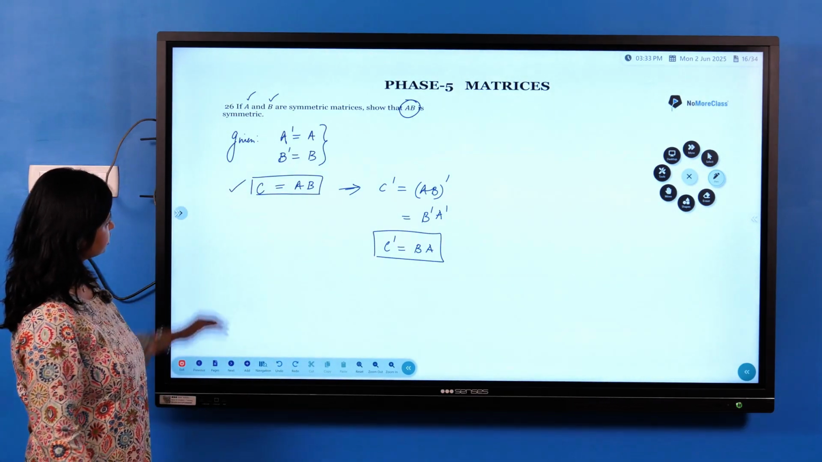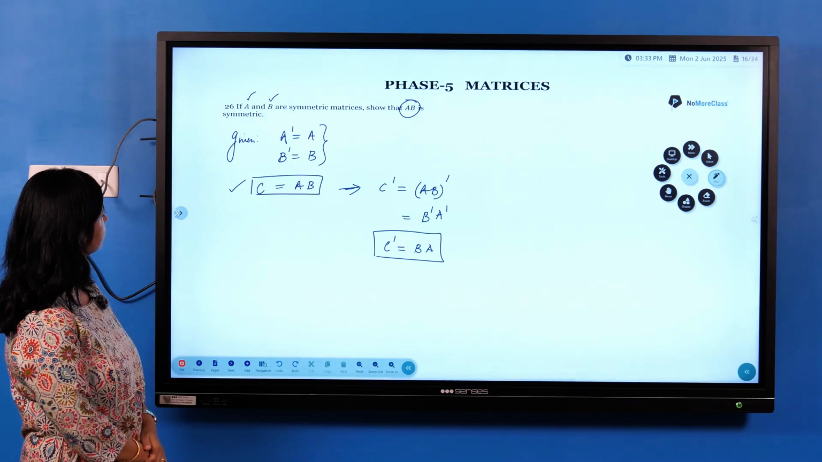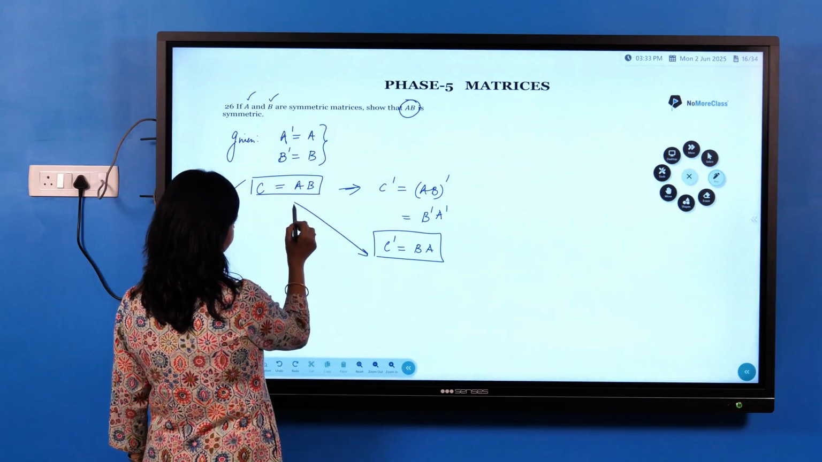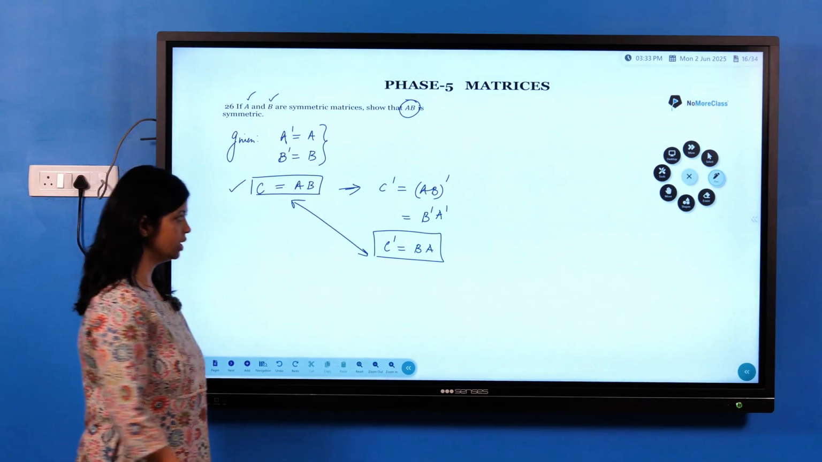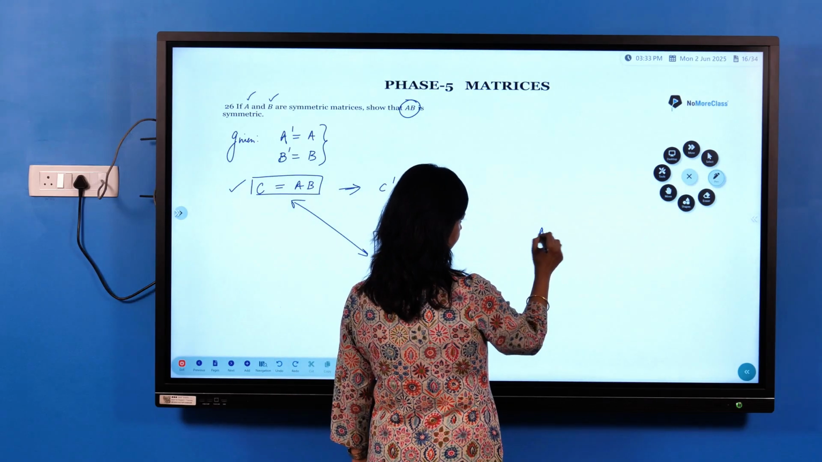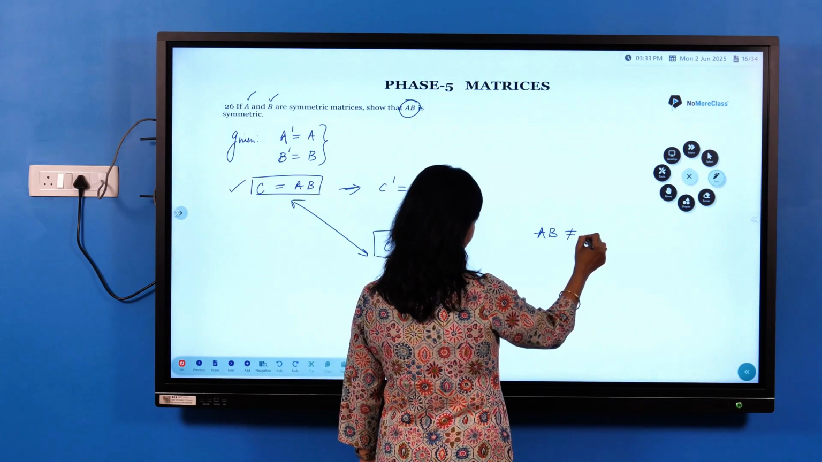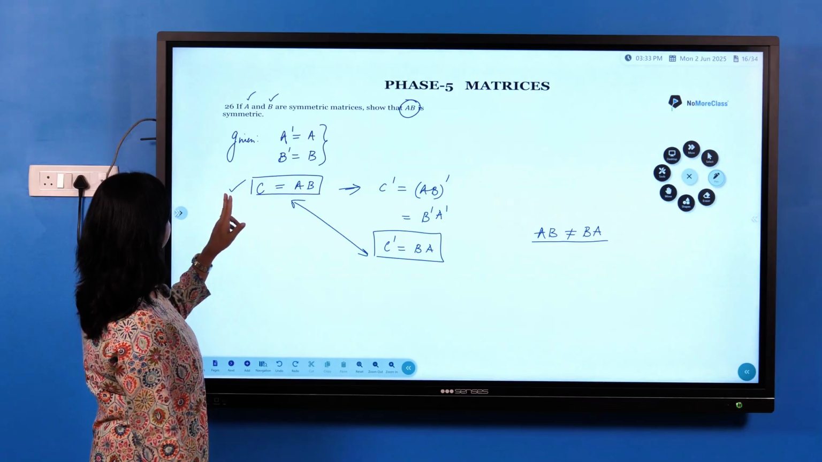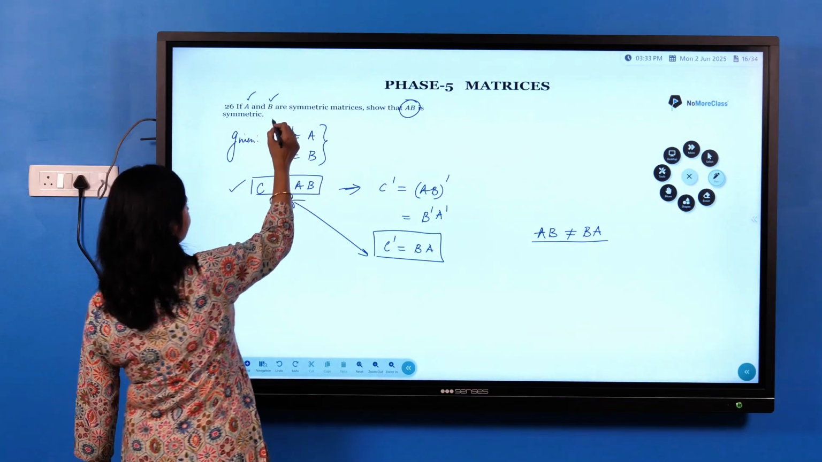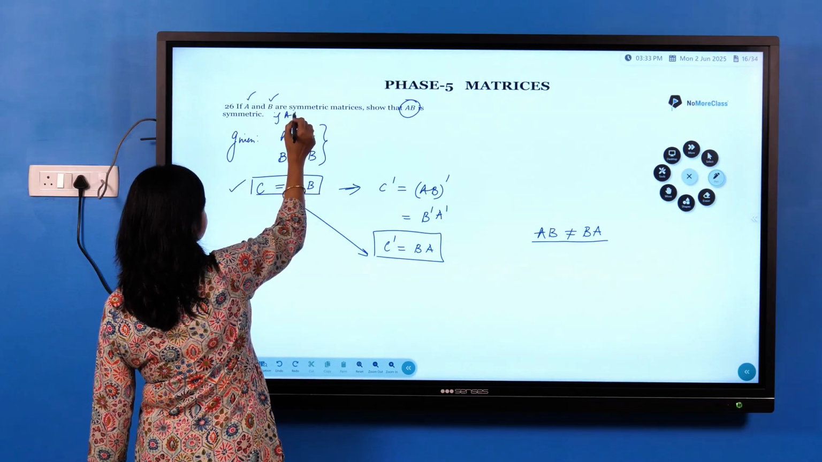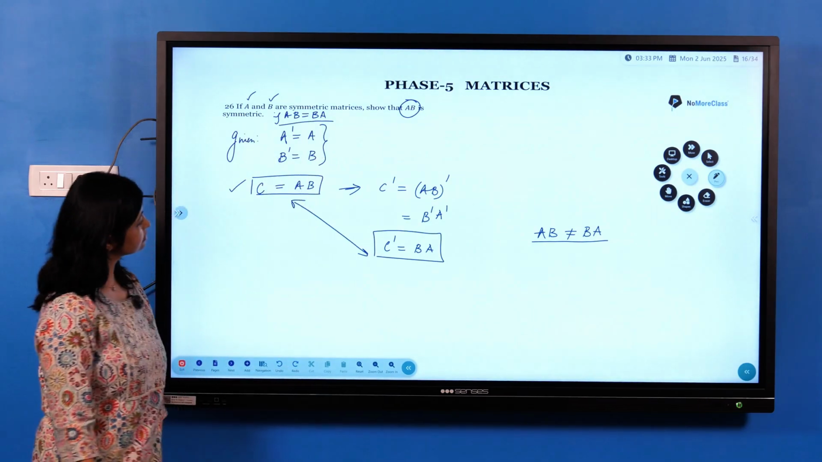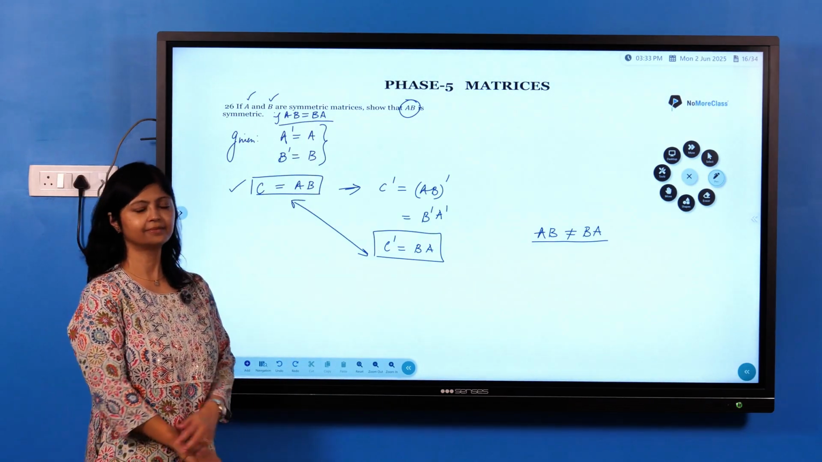Now, the question doesn't seem to be fully complete here because for C to be symmetric, both of these have to be equal. And we know from our matrix understanding that A into B is not the same as B into A. So, this is symmetric only if A into B is equal to B into A. Okay. Thank you.